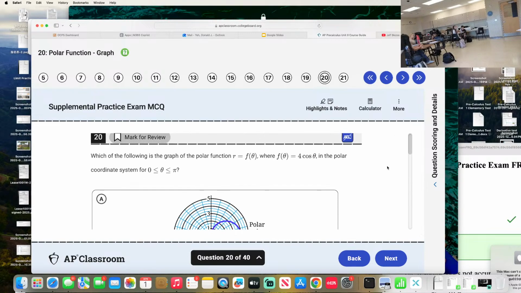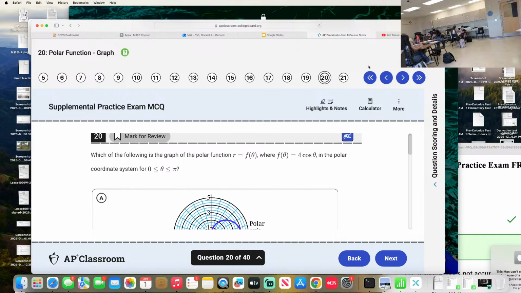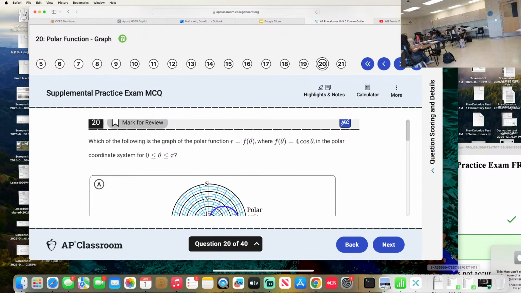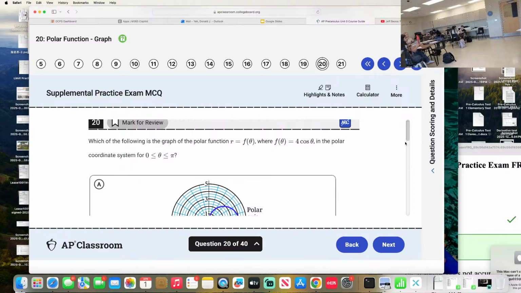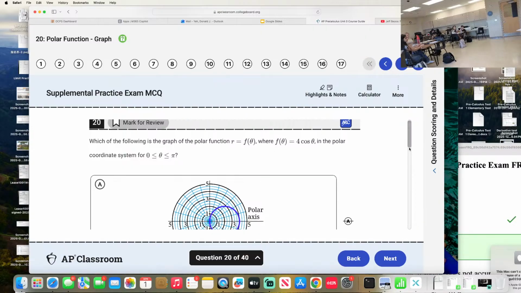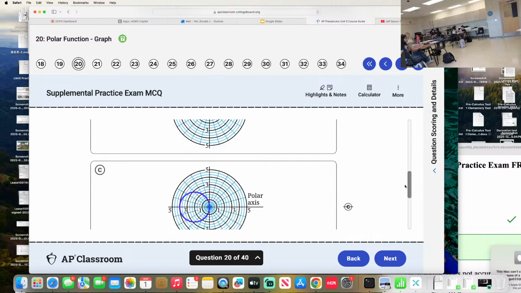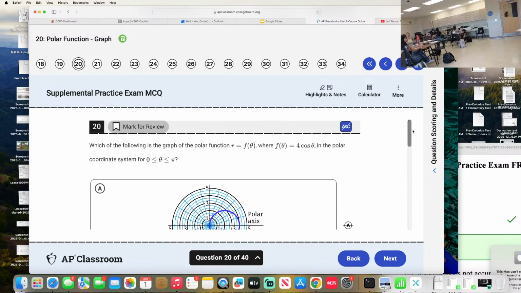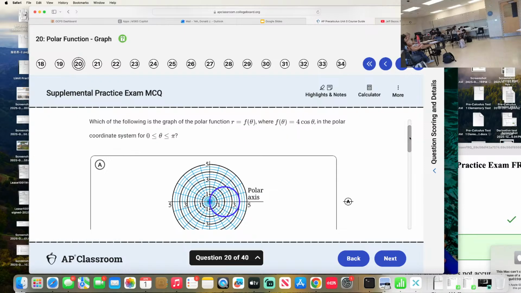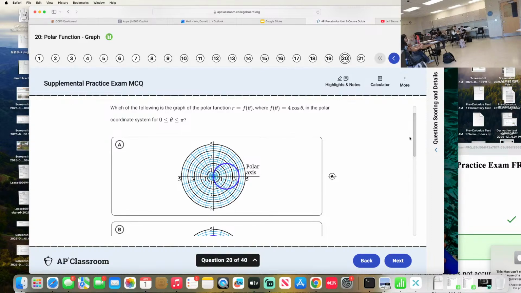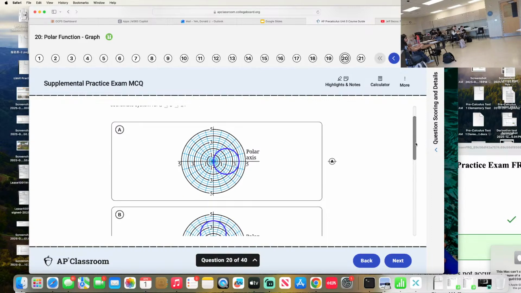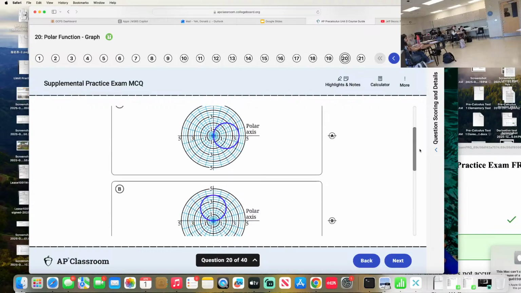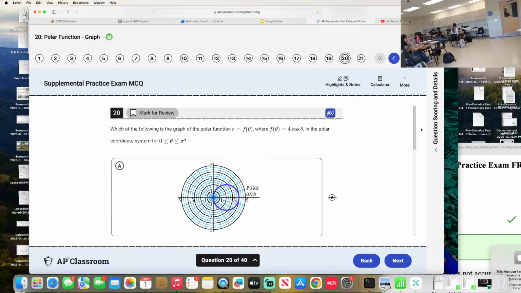Okay, so without a calculator, do you know how to do this one? This is the graph here, here, here, here. So without calculating, do you know which graph it is? It's f of theta equal to 4 cosine theta. Which function is it? B.